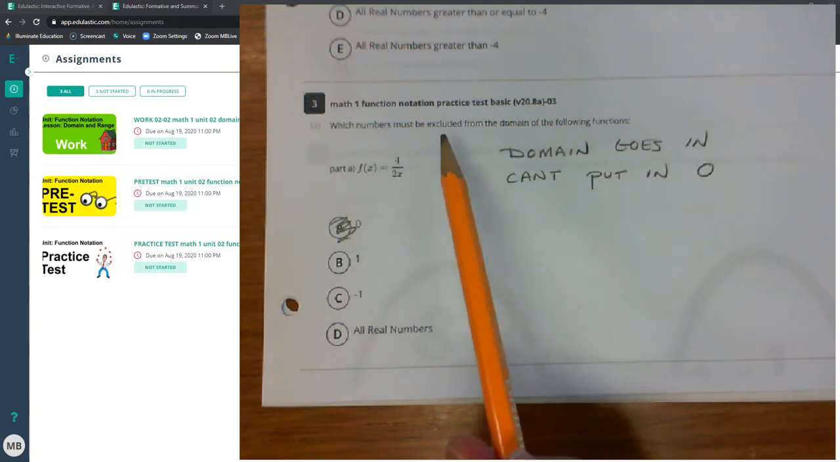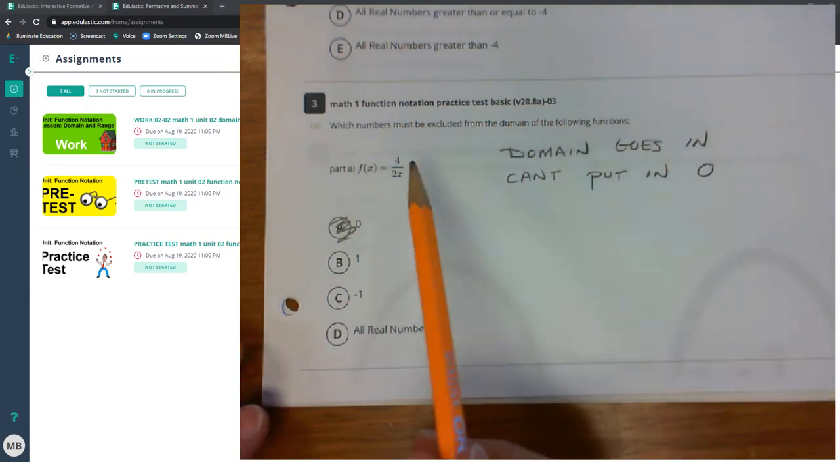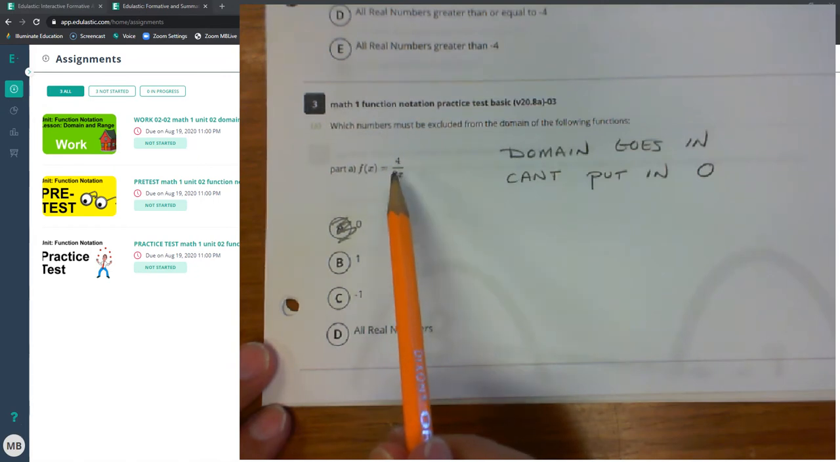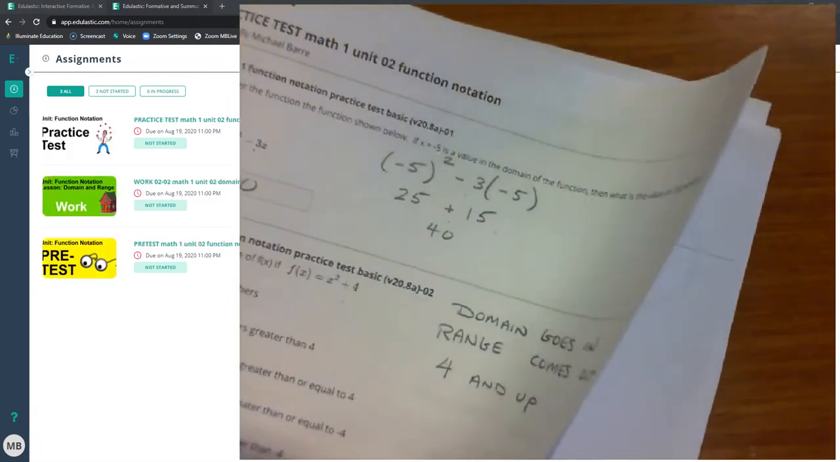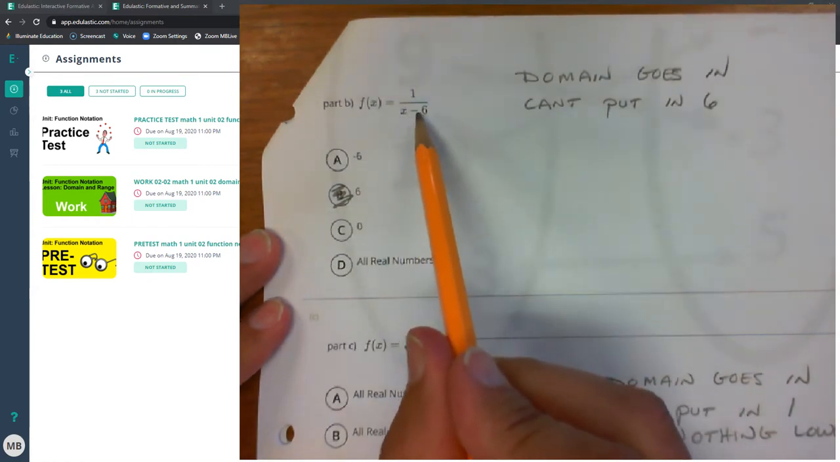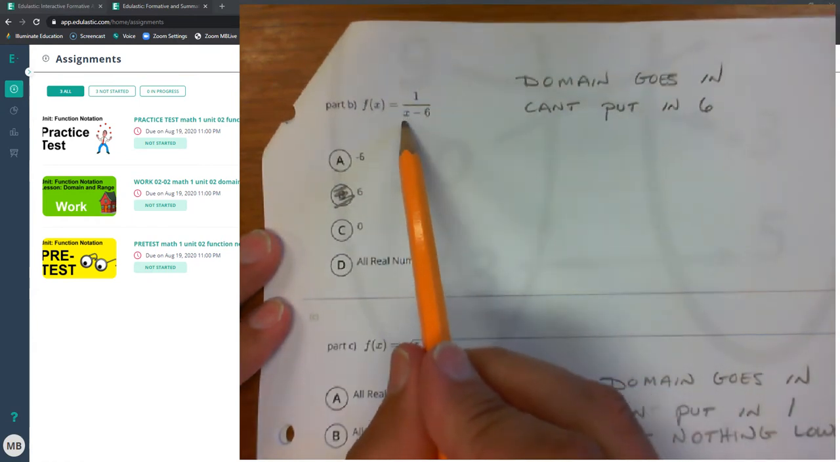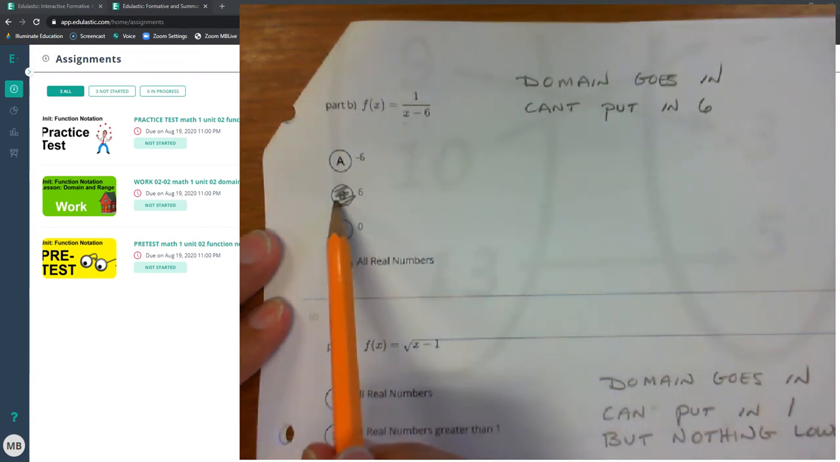What numbers must be excluded from the domain of the following? Domain is what goes in. Well, looking at this guy, I can't put in a 0, because if I put in a 0, the denominator goes to 0, so I can't put in a 0. There's more to this question, though. This one, I can't have the denominator go to 0, and if I put in a 6, it'll go to 0, so I can't put in a 6, so I have to exclude the 6.